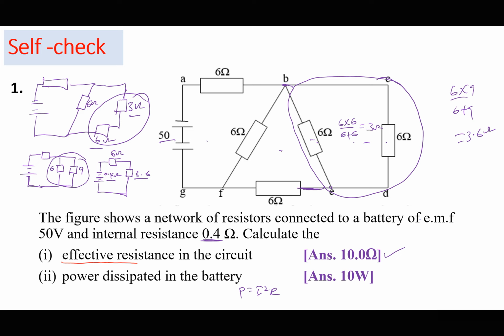Then the power dissipated, of course, power equals I squared times R. All we need is to find the current in the battery. The current in the battery is equal to the EMF divided by total resistance. Total resistance is 10, the EMF is 50, so it is 50 divided by 10, the current is 5 amperes. So the power is going to be 5 squared times the resistance of the battery, which is 0.4. We want power dissipated in the battery. That is internal resistance. So 5 squared times 0.4 is 10. You can also verify this.